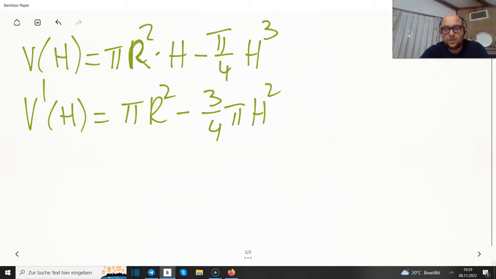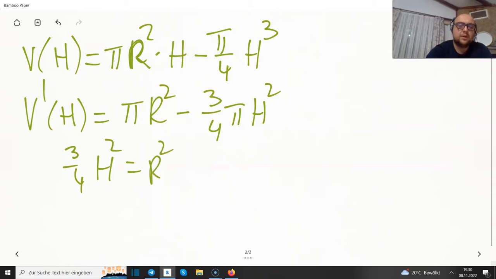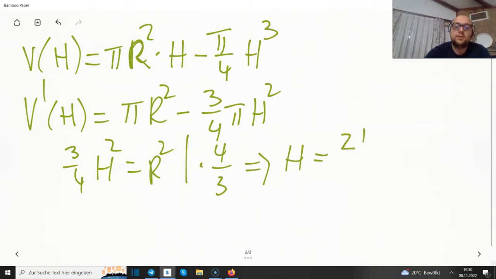Now we have to solve it for h. We put it equal to 0 and solve it for h. That would mean we got 3/4, I can skip pi, right? H squared equal to R squared. We multiply times 4/3 and take a square root. That means h is equal to the square root of 4 is 2, square root of R squared is R, plus minus normally, but obviously h cannot be negative, and we keep the square root of 3 in the denominator.